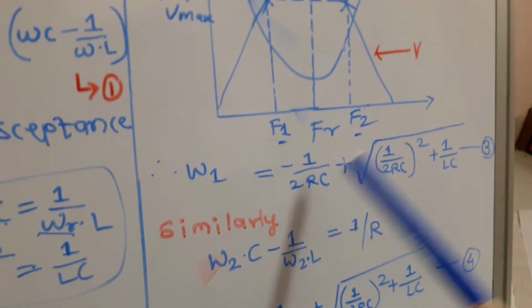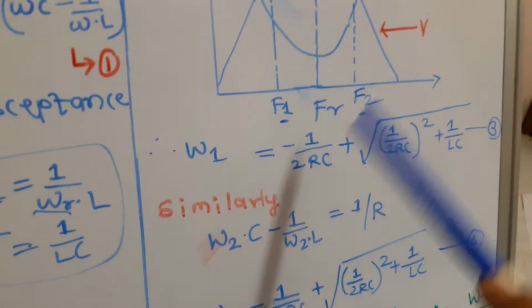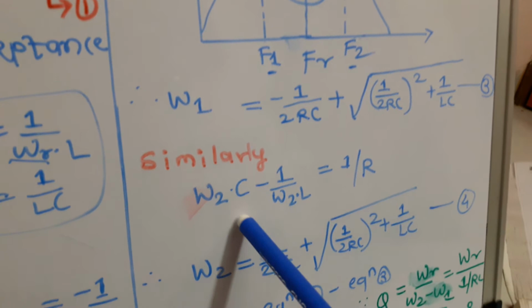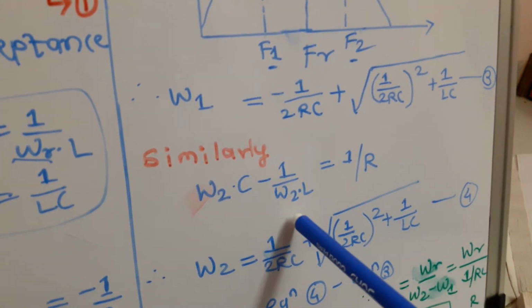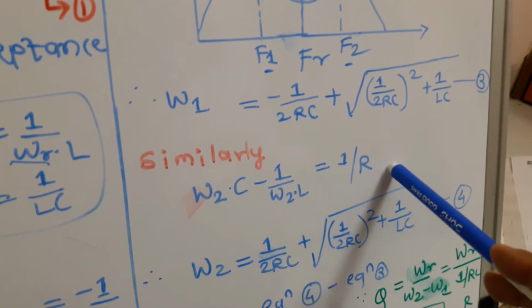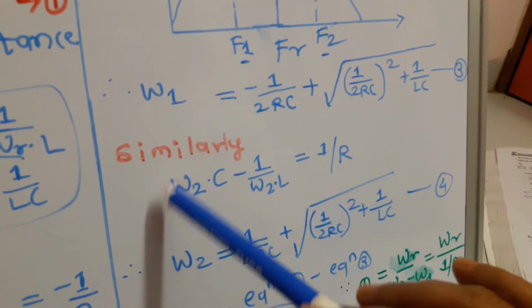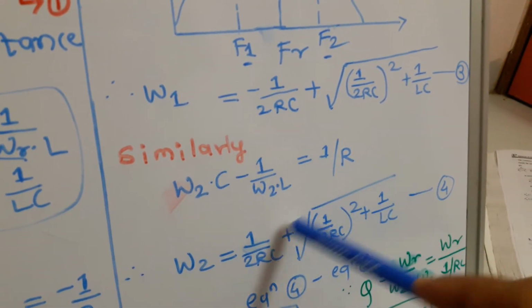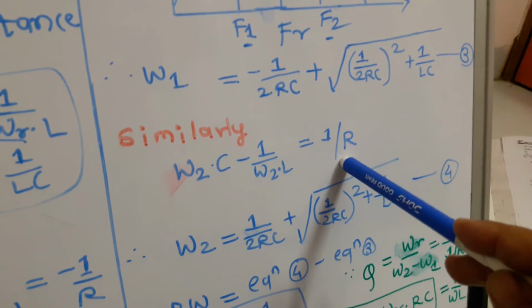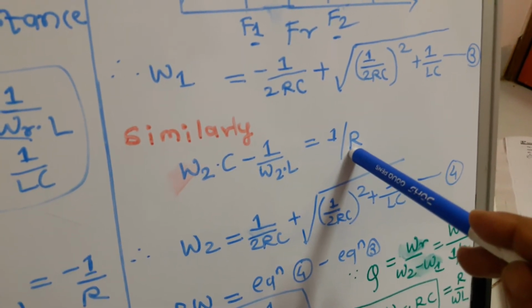Similarly for the half power frequency F2, ω2, we can write ω2 C minus 1 upon ω2 L is equal to 1 upon R. Don't get confused about how this came. For a series resonant circuit we had seen how this 1 upon R came. This is very easy, we can get it.